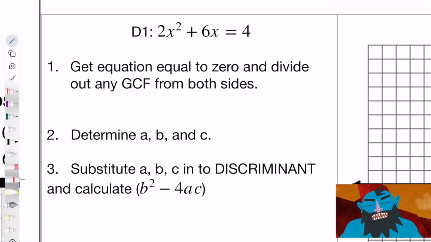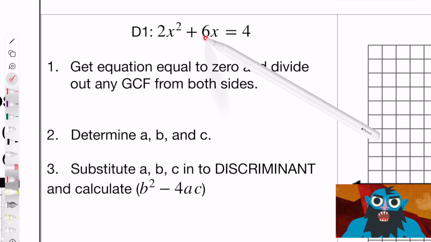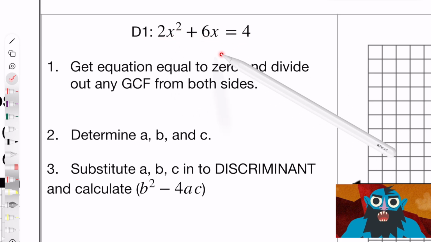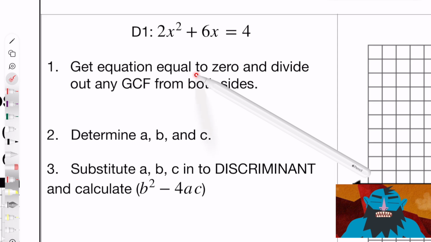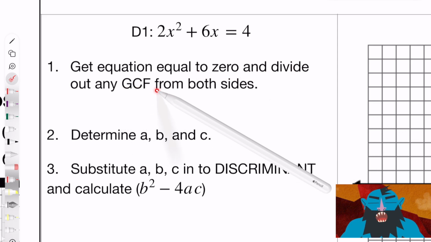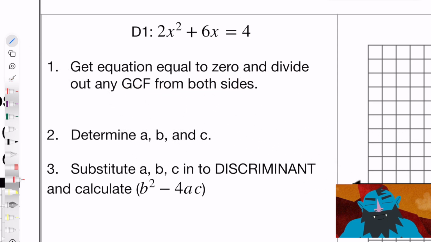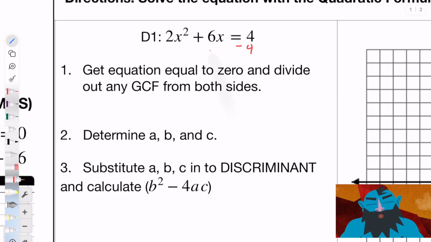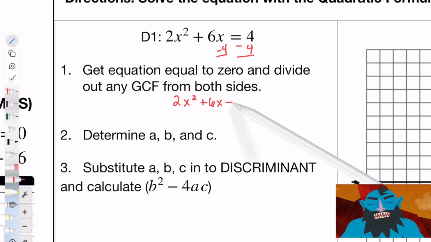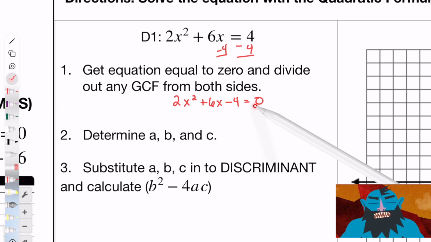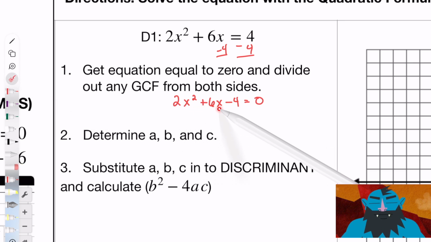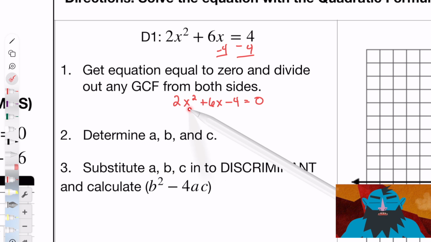So we've got a quadratic equation: 2x squared plus 6x equals 4. So our first thing is, and I've got the steps here, get the equation equal to 0 and divide out any GCF from both sides. Well, if I get it equal to 0 first, in this case I'm going to have to subtract 4 from both sides. And then I'm going to check to see if there's a GCF, and I don't really have to check the right side. The right side is 0. I'm checking this left side to see if there's something I can divide everybody by to make the problem smaller and easier to calculate with.